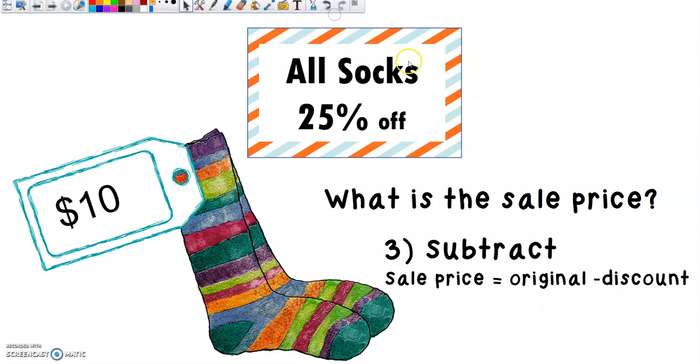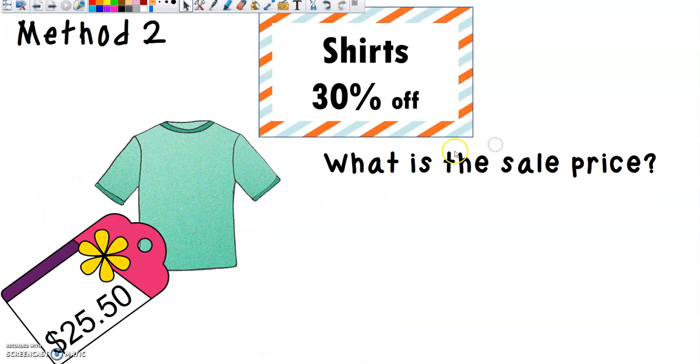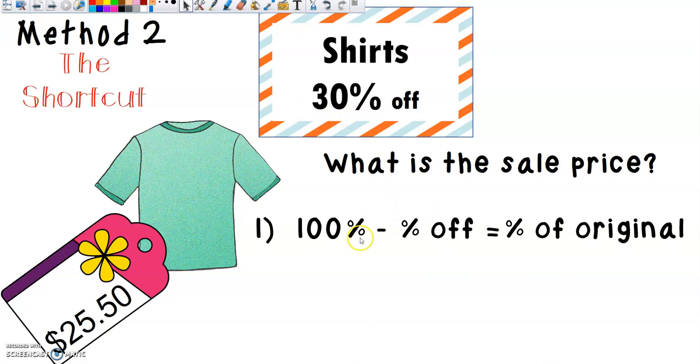There is another method for this, and this one is a bit easier, but you just need to really understand what you're looking at to be able to do this. So method 2 is my shortcut method. So again, what is the sell price? And we've got this fantastic green shirt for $25.50, and all shirts are 30% off.